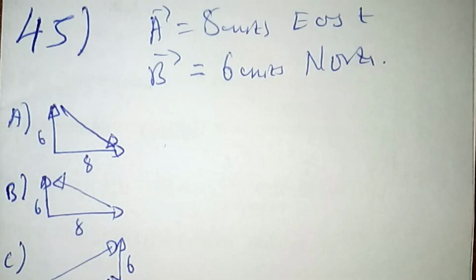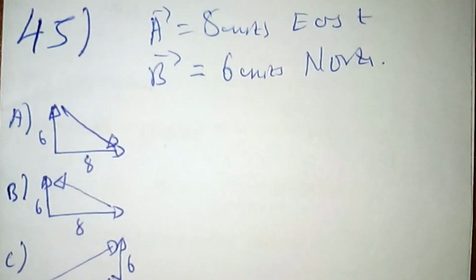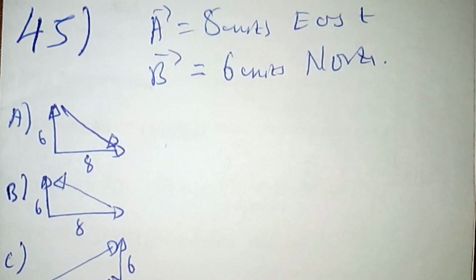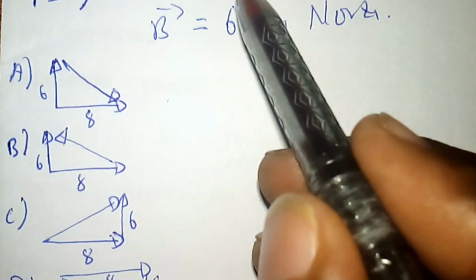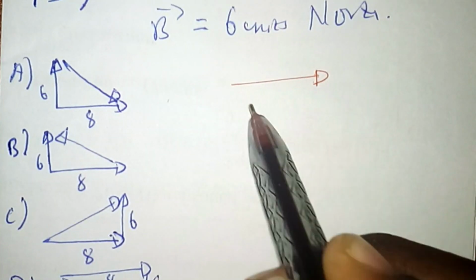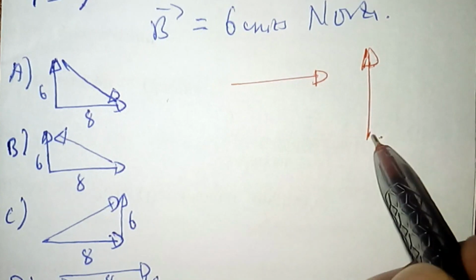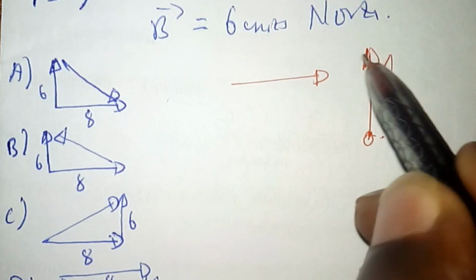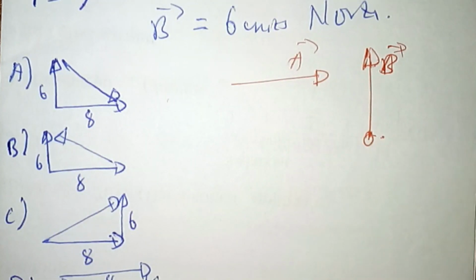Two vectors are given, vector A 8 unit east and vector B 6 unit north. So which diagram represents the graphical representation of the sum of the two vectors? If I draw these two vectors, vector A is along the east, that is 8 unit along the east, and vector B is along the north. So their directions look like this. This is vector A and this is vector B, which is along the north.